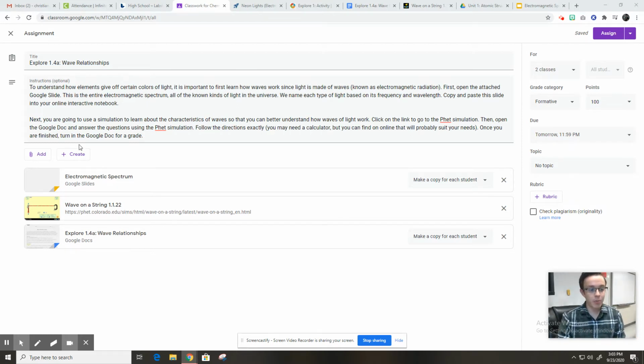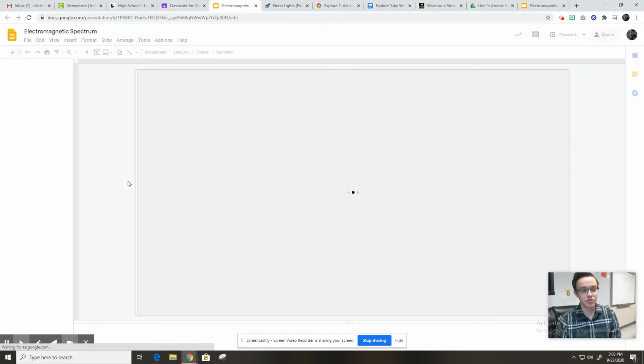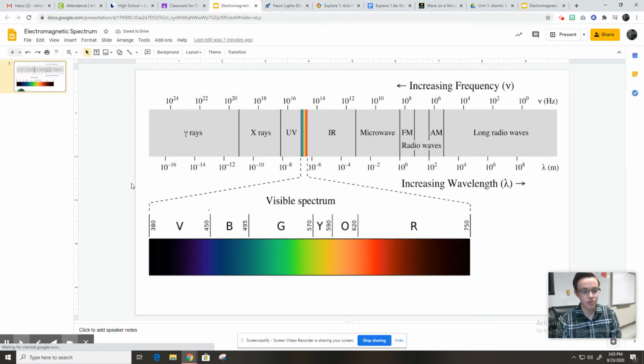So first you're going to open this Google slide. This is super cool and you guys get to keep it. It is yours. This is the entire electromagnetic spectrum, meaning these are all the different kinds of light in the known universe. Going from long radio waves, which are about the size of buildings, those are your AM and FM, what your radio picks up in the car. Those are actually not sound waves, it's light waves transmitting that information.